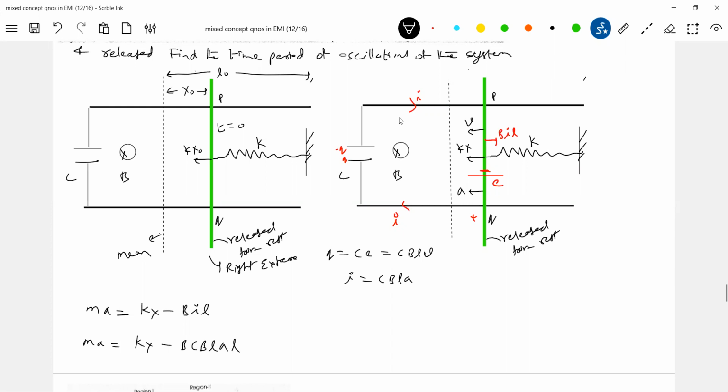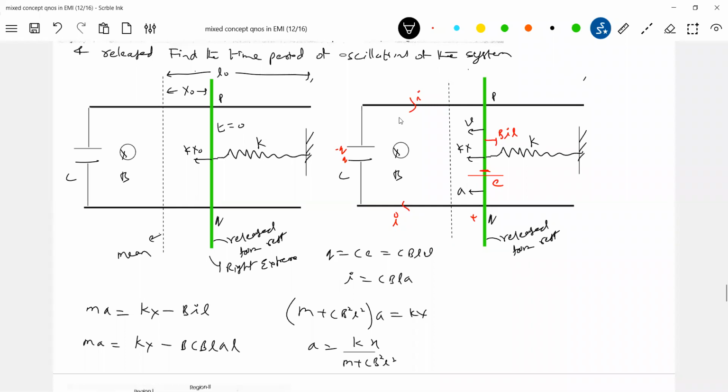So bringing it onto that side, this will be m plus C B square L square into a equal to kx, or a is equal to k by m plus C B square L square times x. And this acceleration is opposite to displacement, so I'll get the time period. Is it our answer?